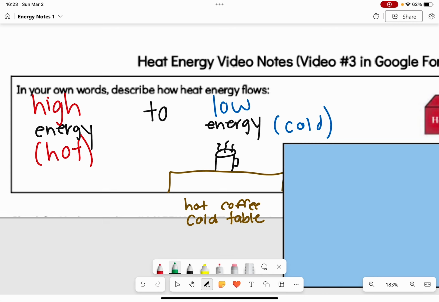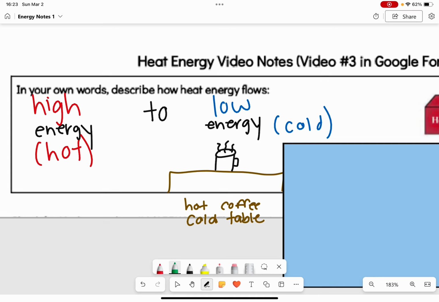So heat always flows from where it's the highest energy to where it's lowest energy. And since temperature measures heat and the energy of molecules, it's the same as going from hot to cold. So heat always goes from where it's hot to cold.